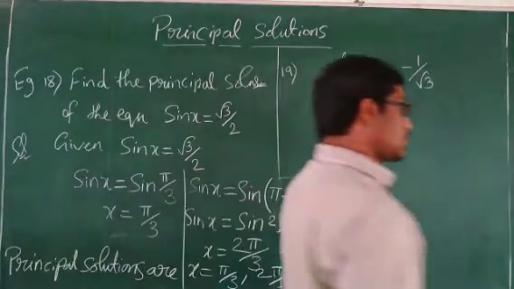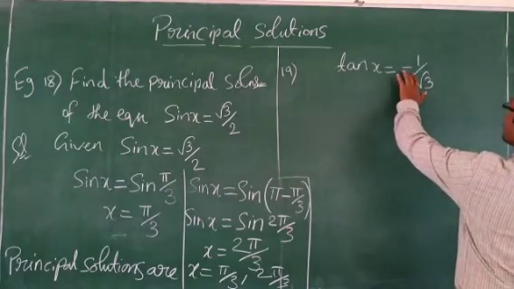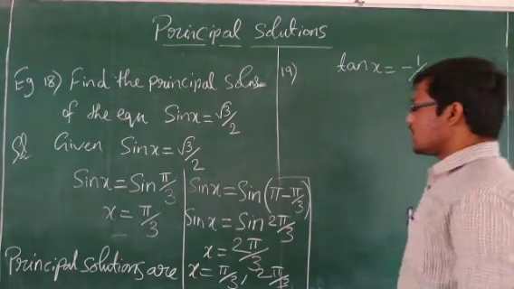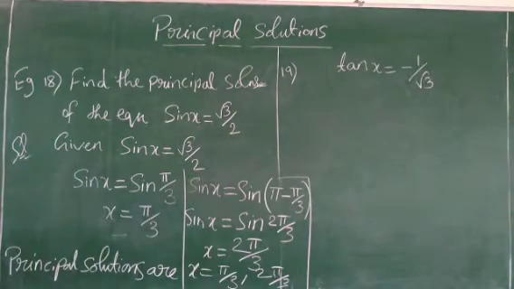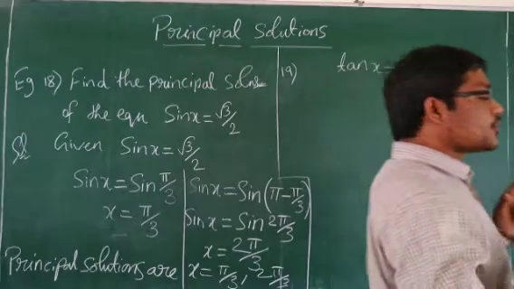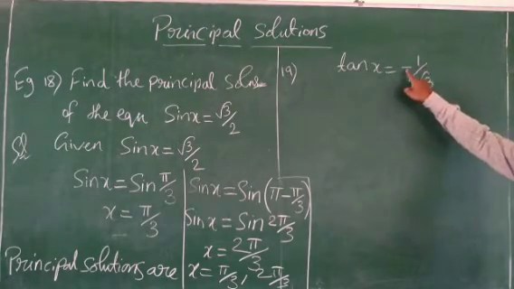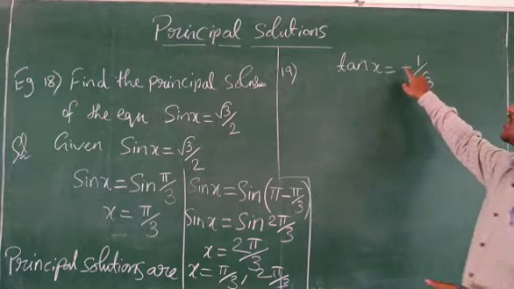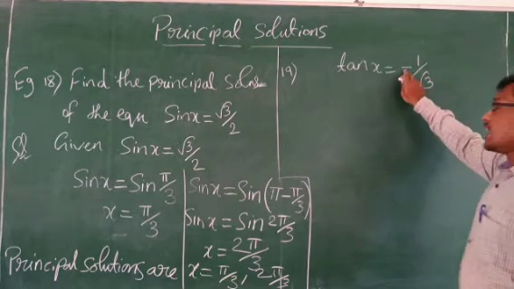Now take the next question. Again, find the principal solution of tan x equal to minus 1 by root 3. Again always keep in mind, first what we should observe is whether this is positive or negative. First look at the sign. Now you know tan is negative.